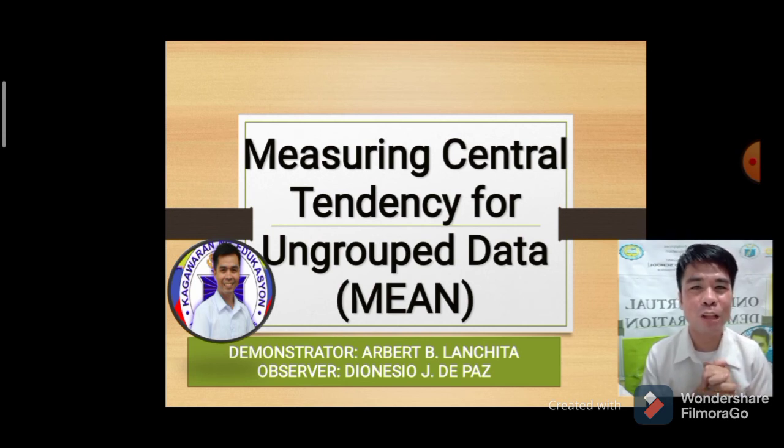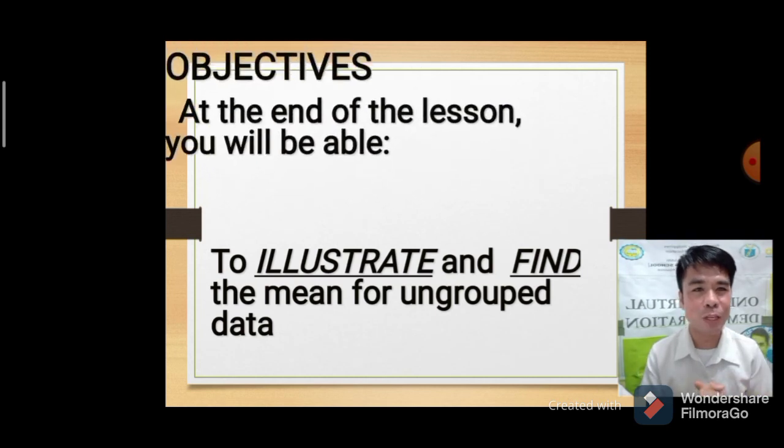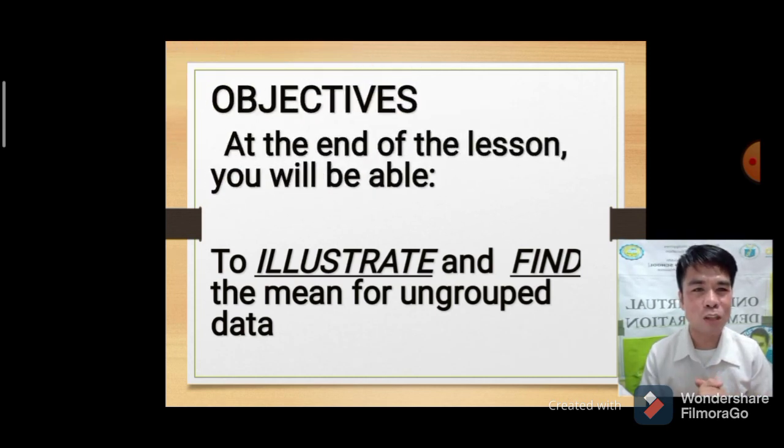But before we dig deeper into our discussion, kindly get our learning activity sheets for quarter 3, week number 3. Okay? So, shall we start? Our video lesson involves measuring central tendency for ungrouped data. But before that, everybody kindly read with me our objectives. At the end of this lesson, you will be able to illustrate and find the mean for ungrouped data.